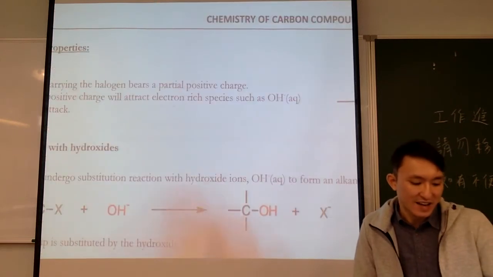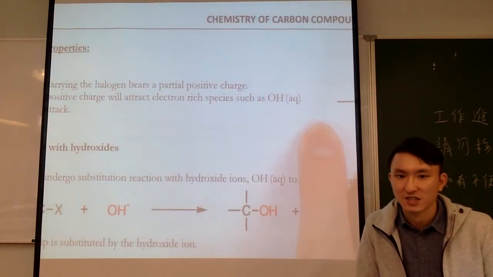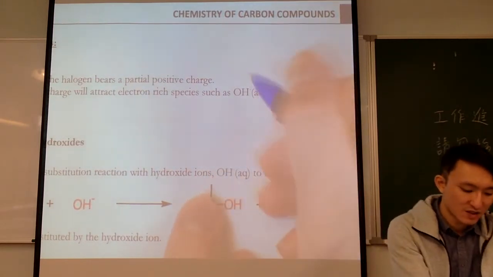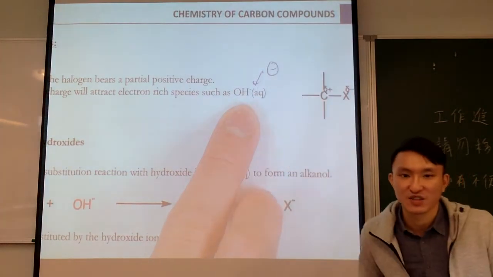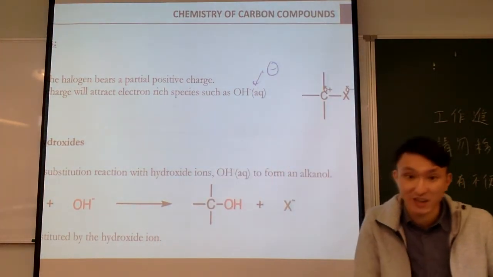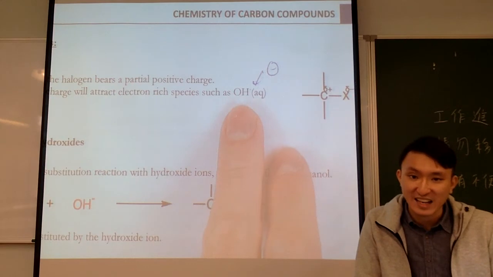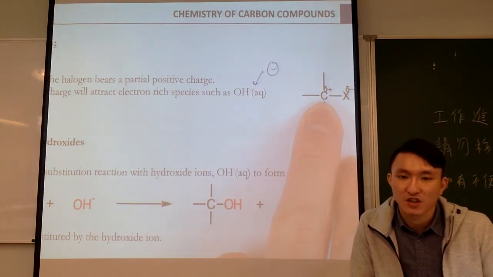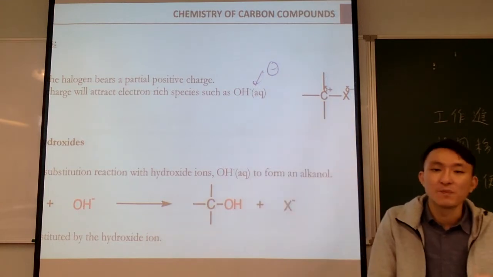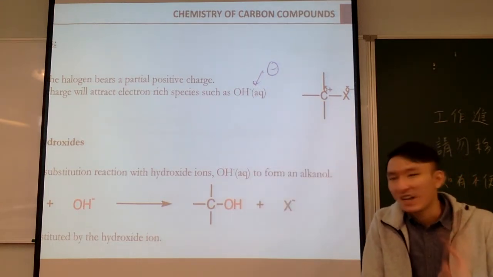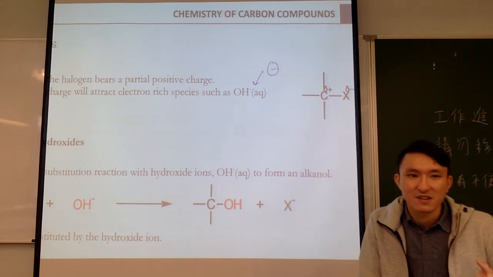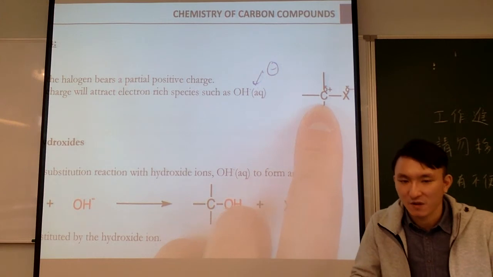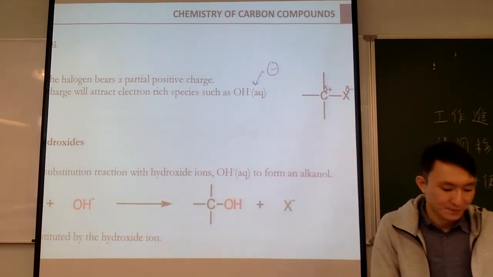So if there is any electron-rich species, such as hydroxide ion, now why is it electron-rich? You can tell because it has a negative charge, right? If you are negative, probably you are quite electron rich. So these negatively charged species may attack the partial positively charged carbon. So this is the reason why haloalkane is considered reactive, not the most reactive one, but this is the reason accounting for its reactivity, okay?